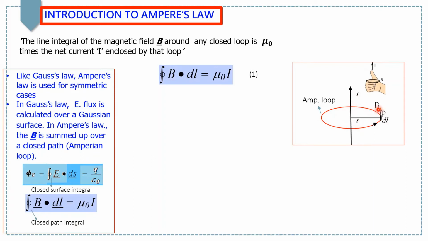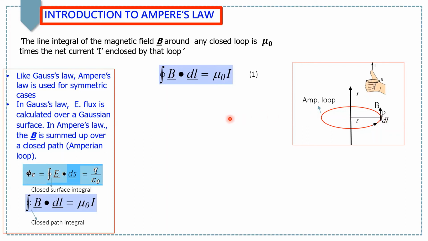The direction of the magnetic field in this case can be found by the right hand rule, where the thumb shows the direction of the current and the fingers sweeping around the wire show the direction of the magnetic field. So at point P, where we want to find the magnetic induction, the magnetic field is tangential to the loop, and dl, a small segment, is also tangential to the loop. So both magnetic field and dl are parallel to each other.